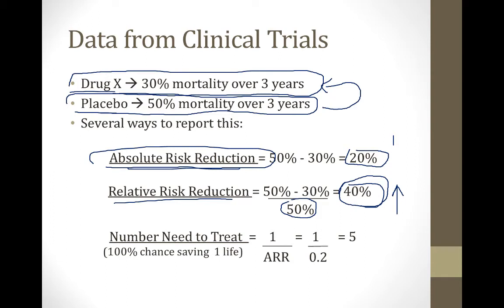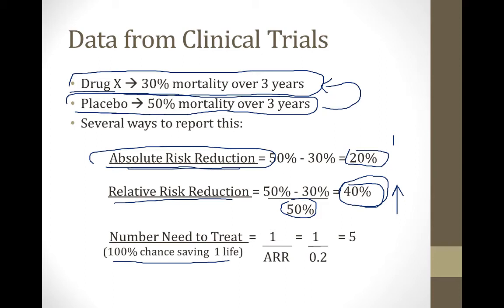And this is the number of patients that would have to receive therapy in order for there to be a 100% chance of saving a life. So recall that drug X lowered the mortality rate by 20%. Well, we want to know how many patients have to get treated for there to be a 100% chance that a life will be saved. Well, that's going to be 5 times 20%.